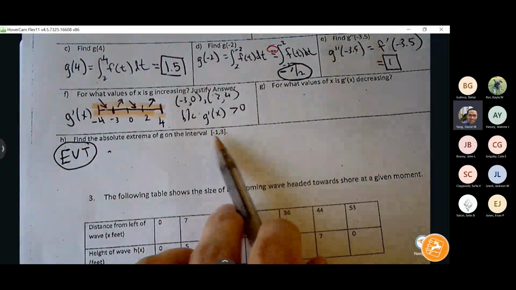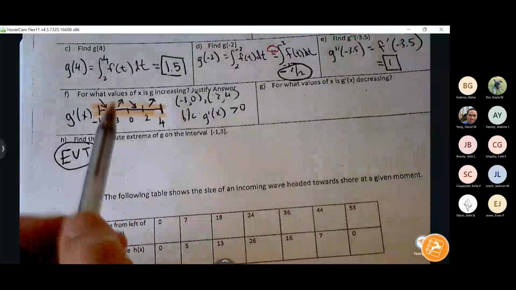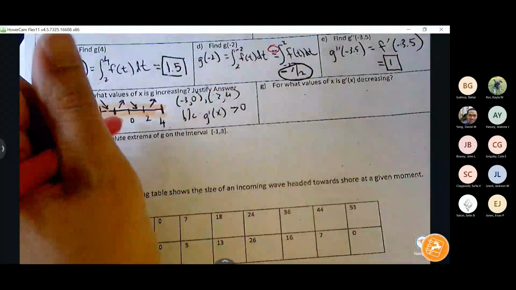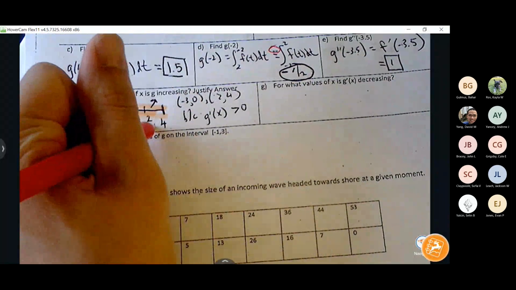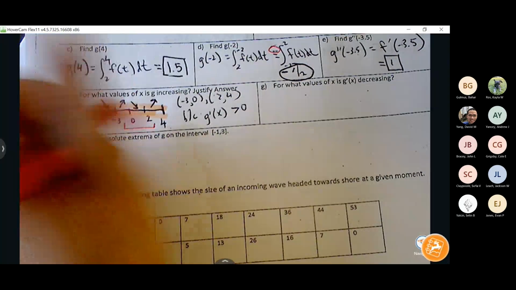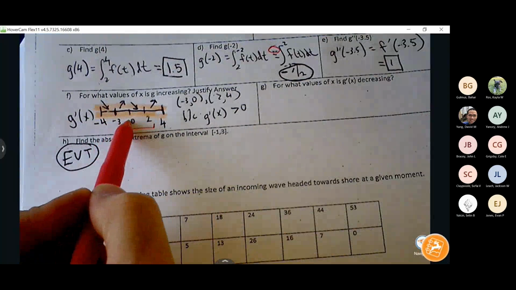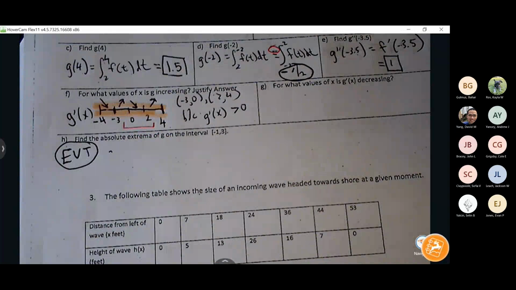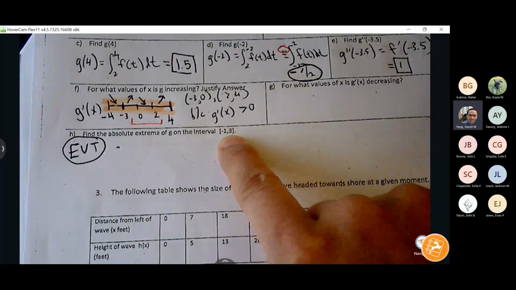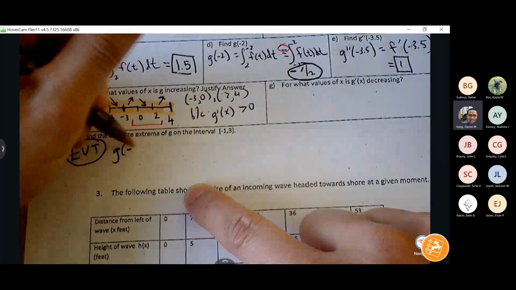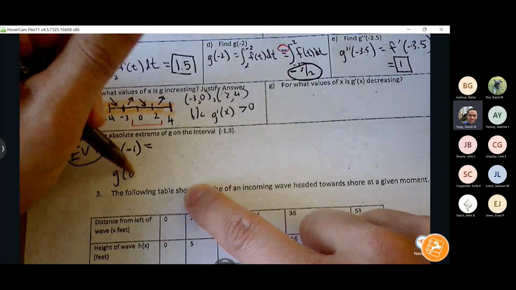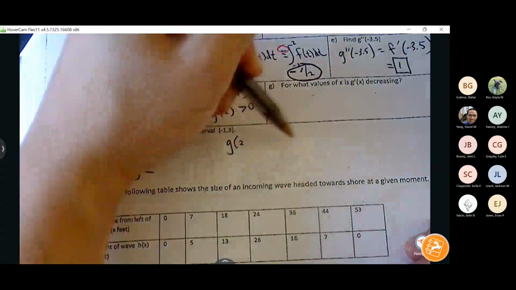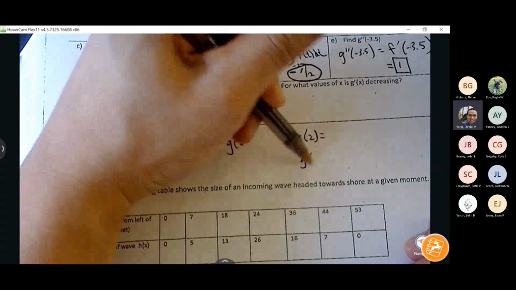Oh, sorry. It's only asking, my bad, between -1 and 3. So we only have to test -1, 0, 2, and 3. I forgot to look at the endpoints there between -1 and 3. So I'll test -1 for sure. I'll test 0. I'll test 2. And I'll test 3.